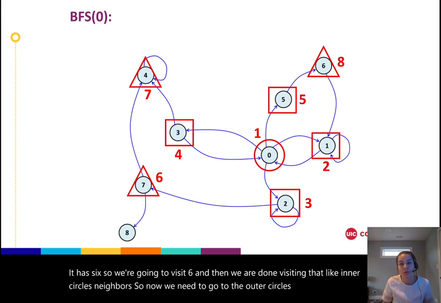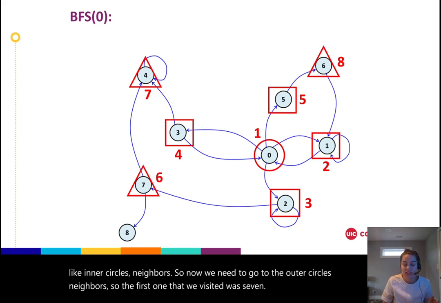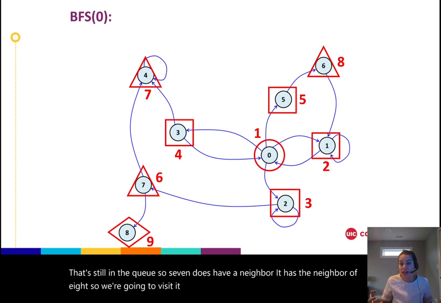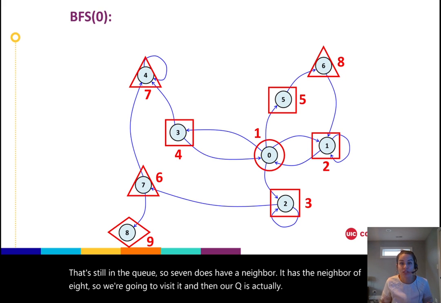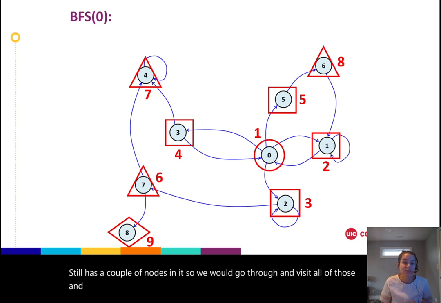So the first one that we visited was 7. That's still in the queue. So 7 does have a neighbor. It has the neighbor of 8, so we're going to visit it. And then our queue still has a couple of nodes in it, so we would go through and visit all of those and see that 7, 8, and 9 don't have any neighbors, and so we would be done.